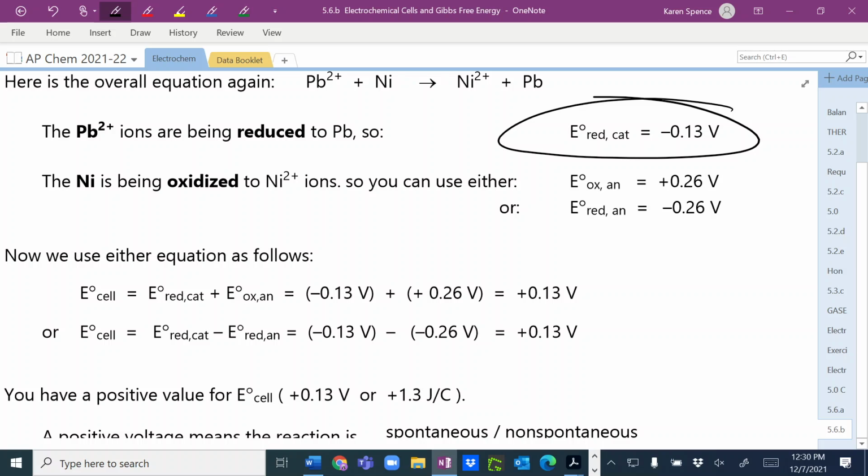Do you know which version of the formula you prefer? If you don't, you need to come up with one that you prefer so you can use it consistently. The one thing you don't want to do is be using one one time and the other the other time and then getting mixed up between the two and then end up subtracting a reduction potential, or sorry, subtracting an oxidation potential, or adding a reduction potential. Like that would just be bad.